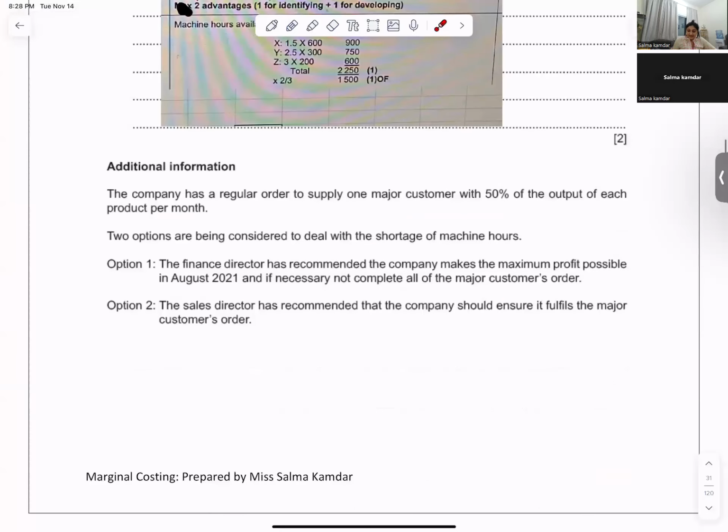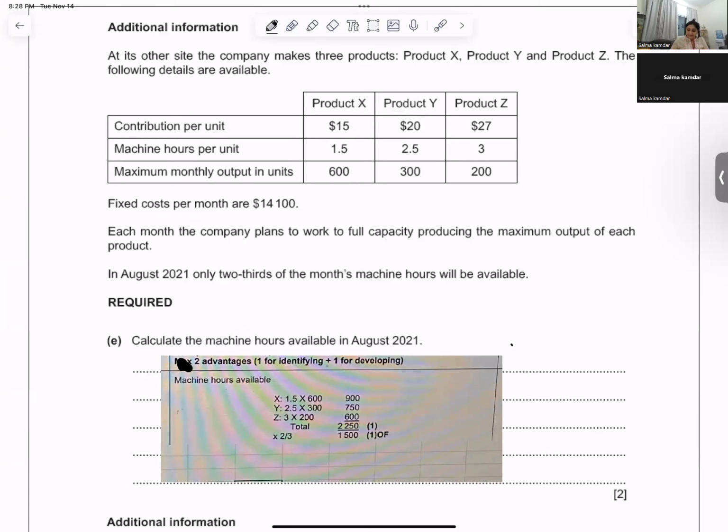Now, if I have less machine hours available, it means that machine hours is my limiting factor. When I say it is my limiting factor, if something is less available, that means that something that is less available becomes my limiting factor, and I will definitely be asked to prepare an OPP, that is optimum production plan, which is made keeping the limiting factor in mind. So now let's see what is the requirement of the question.